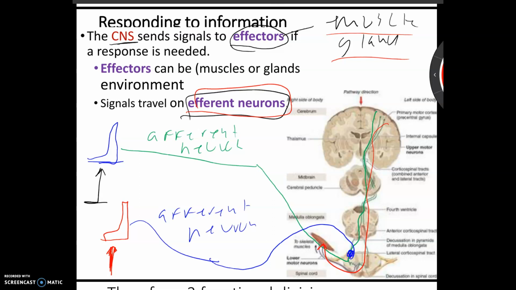Now, since stepping on a tack is going to be a reflex, it actually gets integrated inside the spinal cord. Something else might get integrated up in the brain. So what's going to happen is the spinal cord goes, oh, tack, bad, we might get damage. So it decides to send signals on efferent neurons to a muscle to retract your leg.